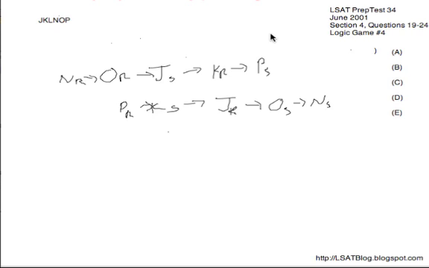Now the third rule, the rule that we skipped, says if L is at S, then both N and P are at R. So contrapositive, LS requires NR, so NS requires LR. LS requires PR, so PS requires LR.